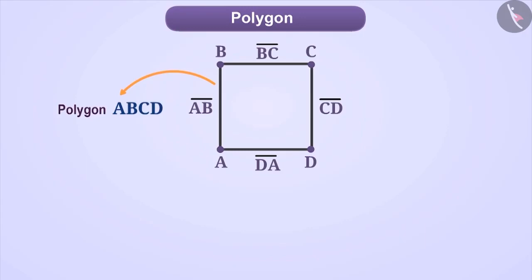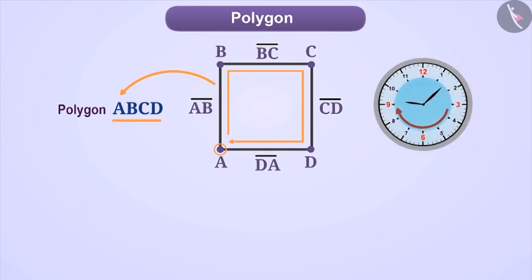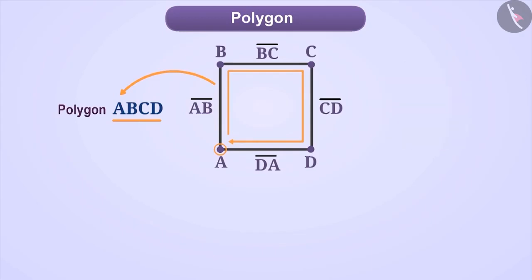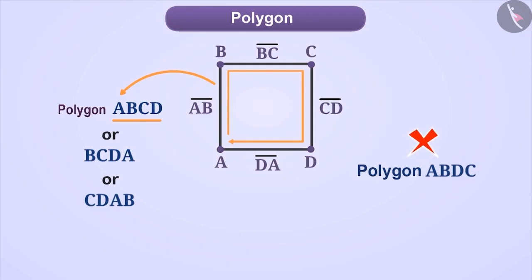While naming a polygon, remember that we start from one point and move to the other subsequent point in an order on the boundary of the polygon. This order can be in either clockwise or anti-clockwise direction. Like this, we can name a polygon ABCD or polygon BCDA or polygon CDAB, but we cannot name this polygon as ABDC because points ABDC are not in sequence on the boundary of the polygon.